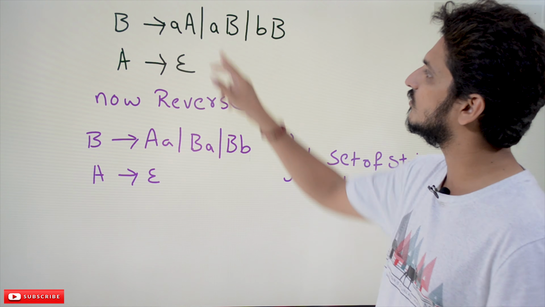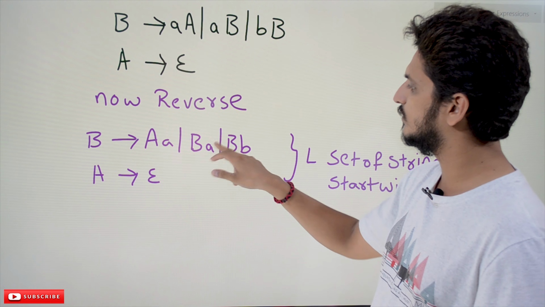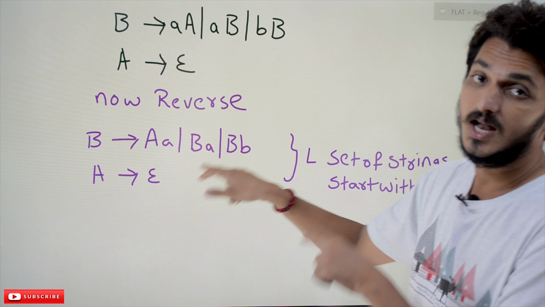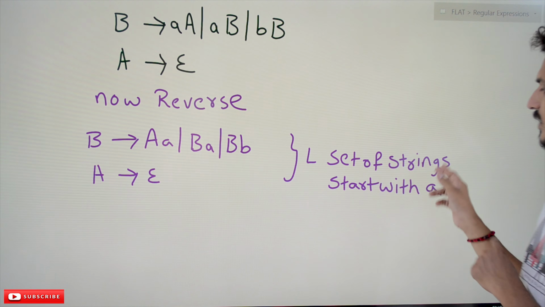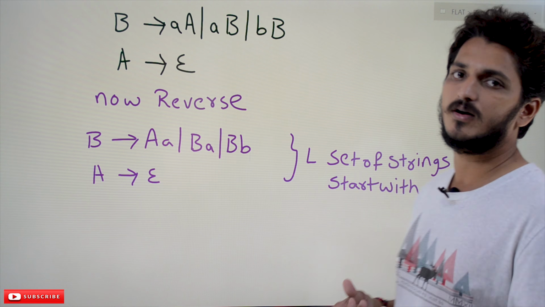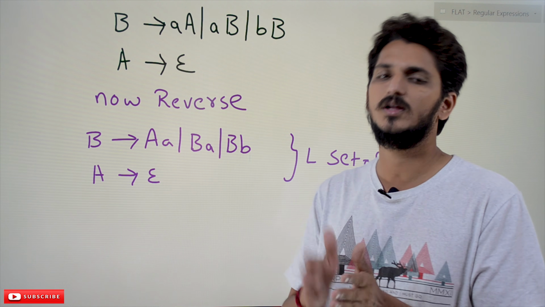Now we have to reverse this right linear grammar. B tends to Aa or Ba or Bb. A tends to epsilon. This is the left linear grammar for the set of strings starting with A. This is the procedure to convert our given finite automata into right linear grammar and left linear grammar.